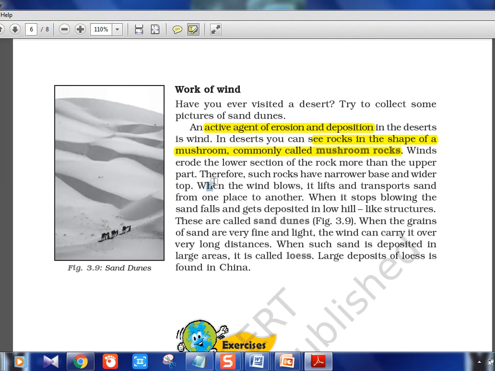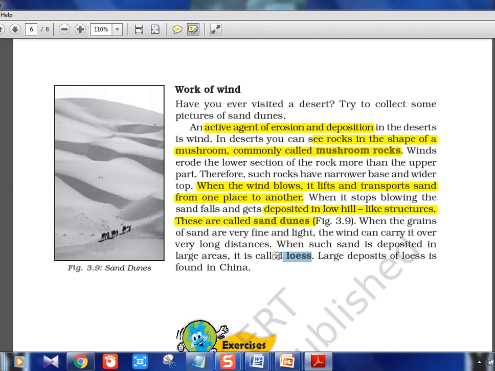When the wind blows, it lifts and transports sand from one place to another. When it stops blowing, the sand falls and gets deposited in low hill-like structures. That is called sand dunes. You should know that sand dunes are not available only in Rajasthan; they are available in most places. Even in Leh Ladakh, there is a valley called Nubra Valley, where you have beautiful sand dunes and double humped camels. I think that's the only place in India where double humped camels are found. It's a must visit place whenever you have time. It's near Leh in Jammu and Kashmir.